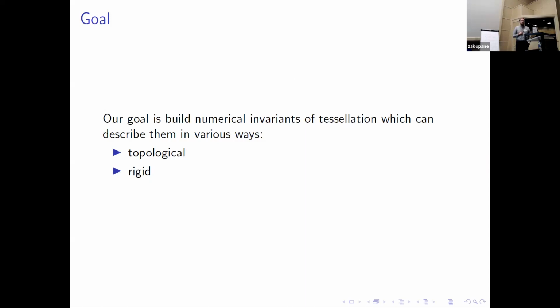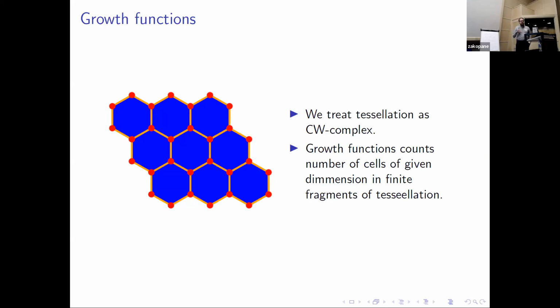Our goal is to build numerical invariants of tessellations, which can describe tessellations in various ways, especially topological and rigid. To achieve it, we defined two types of growth functions. We treat a tessellation as a CW complex. We consider a tessellation of the whole space as an inductive limit of a growing sequence of finite tessellations. And we are interested in the numbers of cells of different dimensions in these finite tessellations. So we are constructing approximations of the tessellation by finite tessellations, and we ask about the number of cells in these approximations.